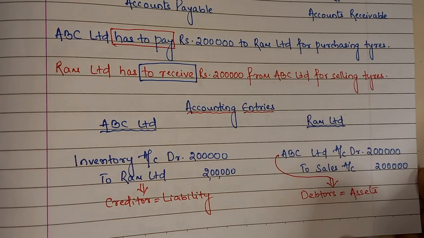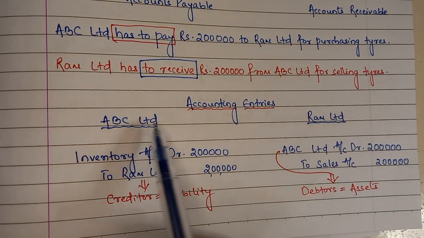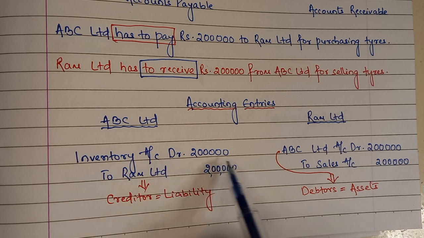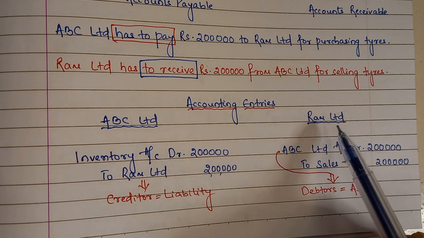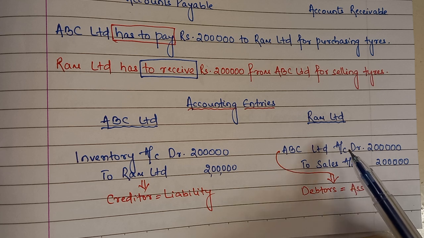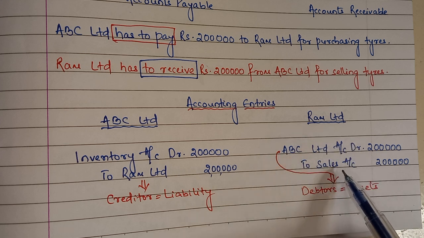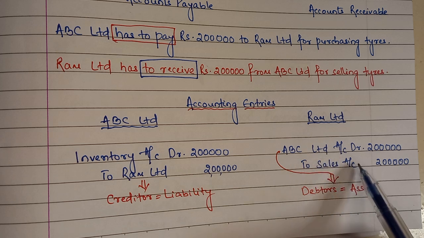So what are the accounting entries we are going to post? In ABC Limited, the entry is inventory account debited 2 lakhs, to Ram Limited 2 lakhs. This is the creditor; an increase in liability is always a credit, hence to Ram Limited. In the books of Ram Limited, the entry is ABC Limited account debited 2 lakhs, because it is a customer balance, an asset. An increase in an asset is always a debit. To sales 2 lakhs, because Ram Limited is generating income, and income is always a credit. So this is the entry.